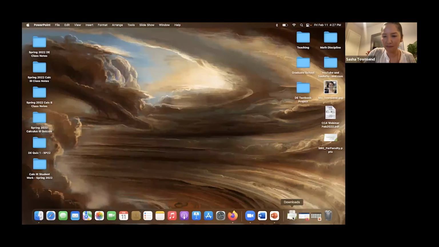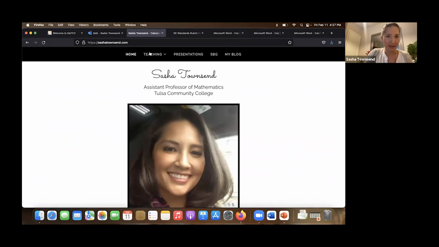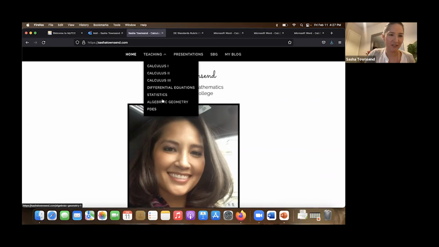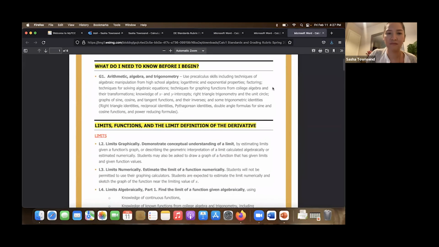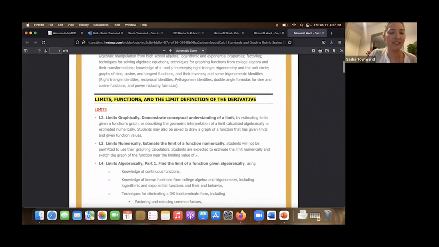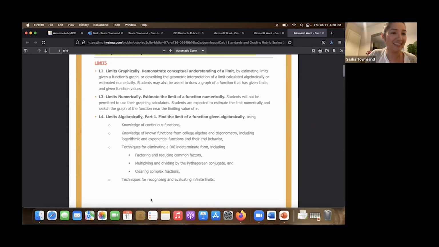I have a math resource website. It's myname.com. And if you go to teaching, you can see all the course materials for the classes I teach. On each of these classes, Calc 1 through differential equations, there's a standards document, and I've already brought those up. So here's the Calc 1 standards. They've got limits graphically, limits numerically, limits algebraically, and it's very clear.